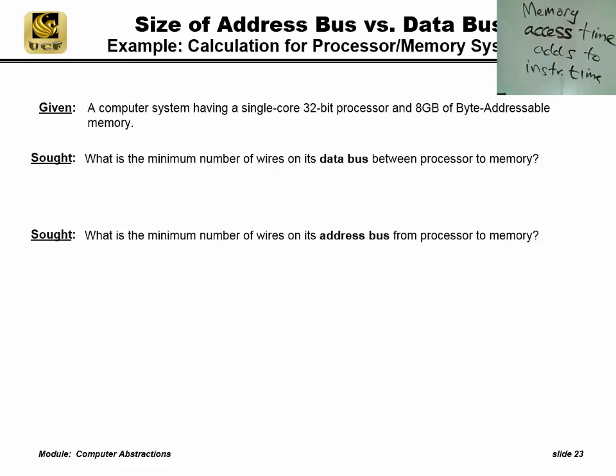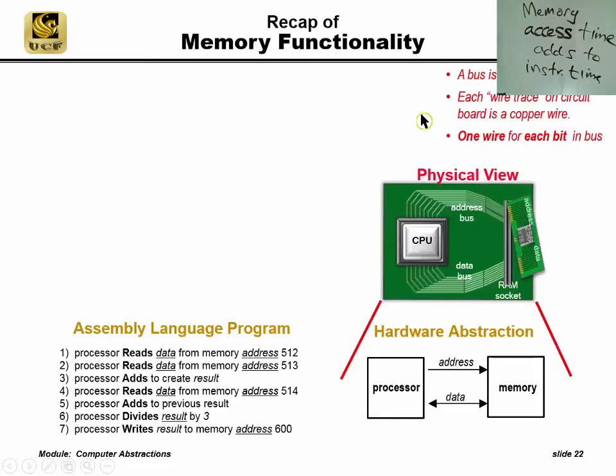But the point is, if you have 8 gigabytes and it's byte addressable, you have to have enough address bits on your address bus to specify any of 8 giga locations in this memory. I draw it this way. I call it the depth of the memory and the width of the memory. We're going to come back to this later, but we just define it now.